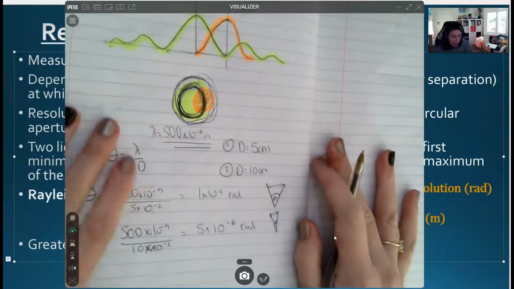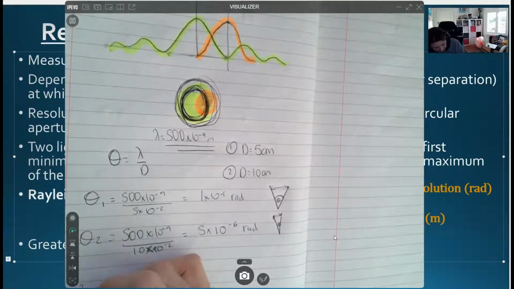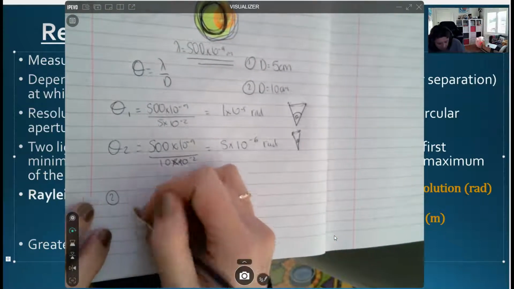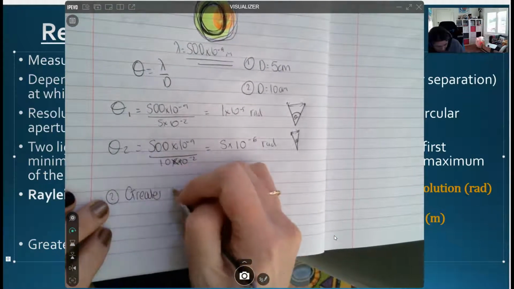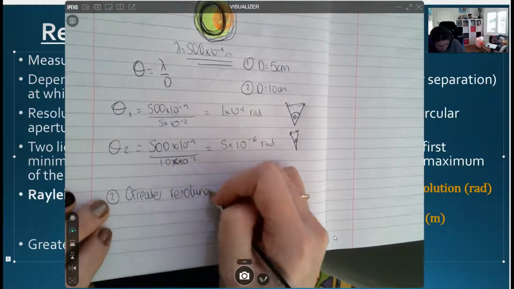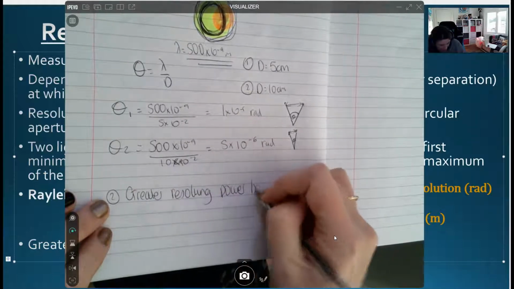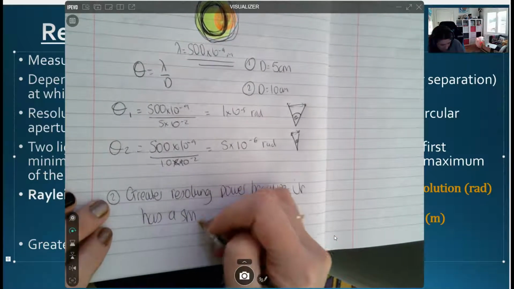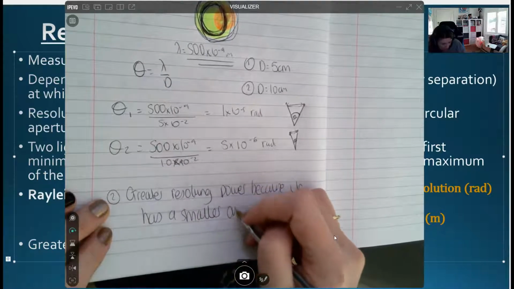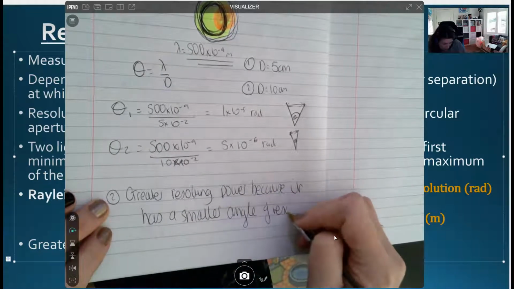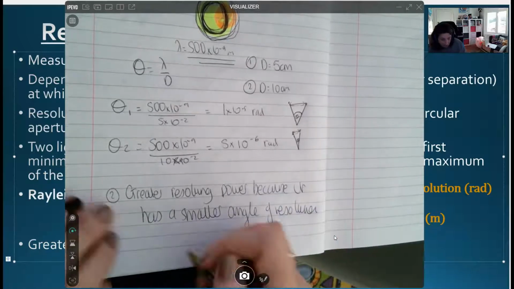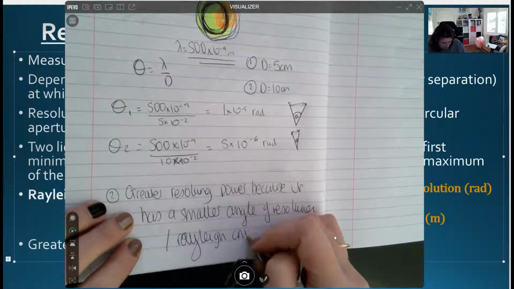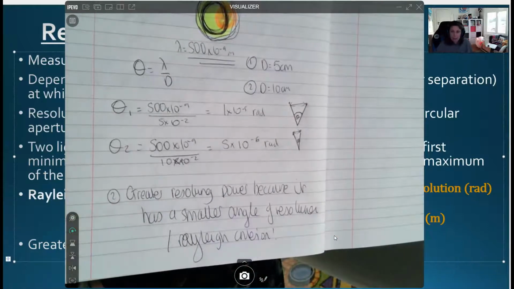Okay, so the way we would describe that is we would say number two has a greater resolving power because it has a smaller angle of resolution, or you can call that the Rayleigh criterion. Okay.